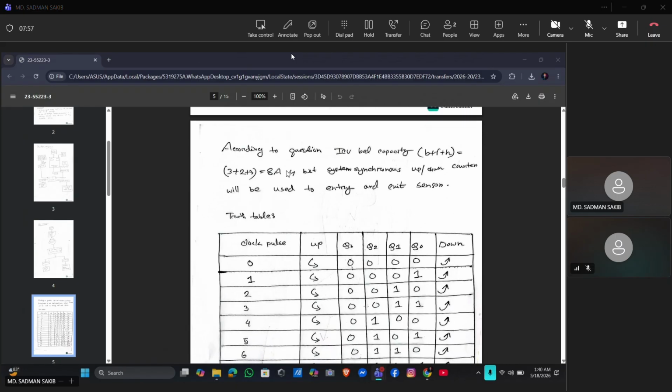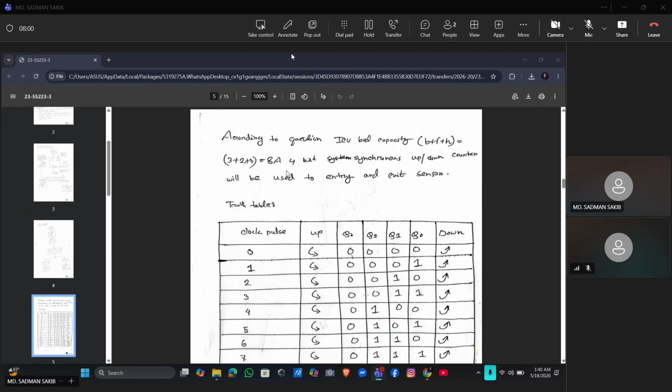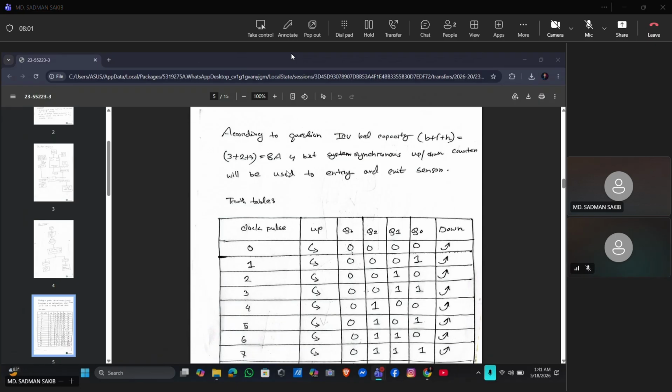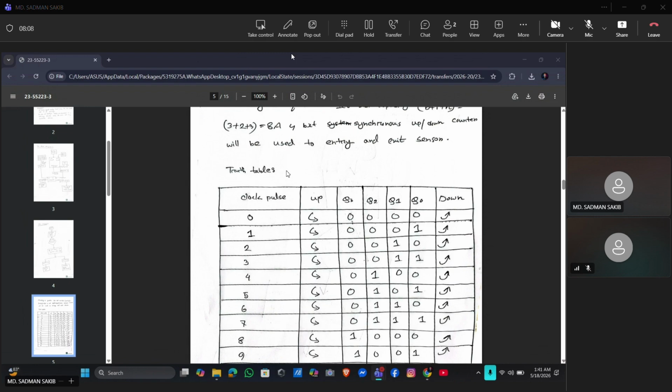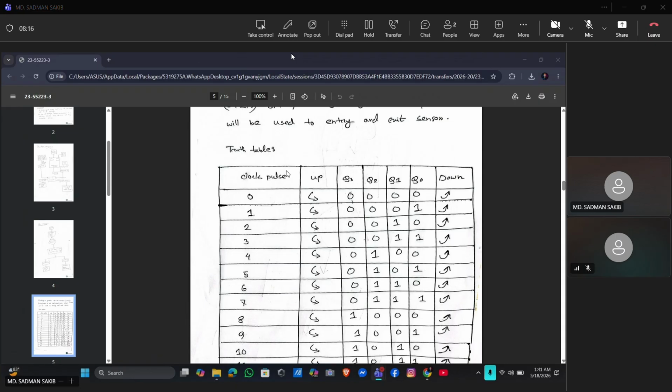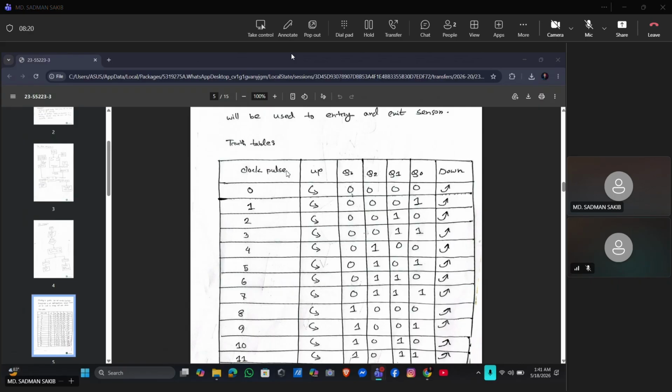The page contains the truth table for the synchronous up and down counter. The ICU capacity is 8, so an 8-bit synchronous counter is used. The table shows clock pulse, up and down operation, binary outputs from Q3 to Q0. The counter increases when a patient enters and decreases when a patient leaves.